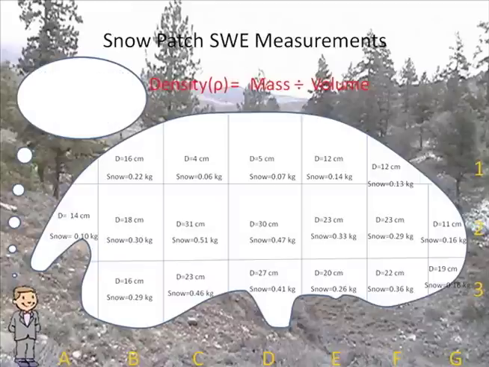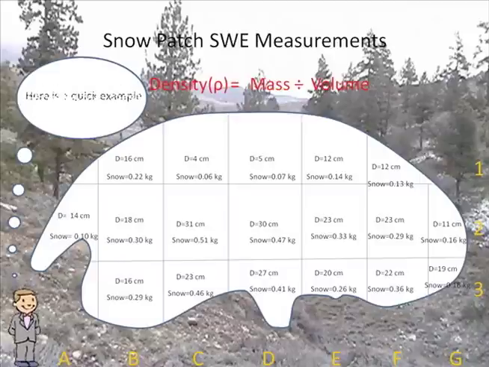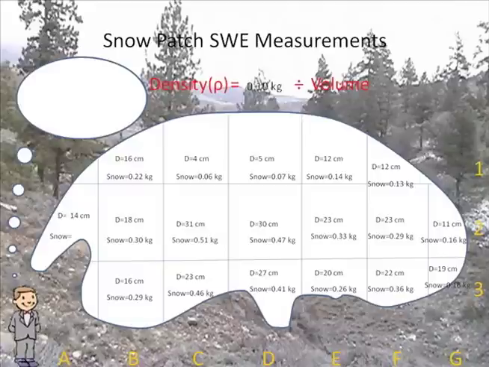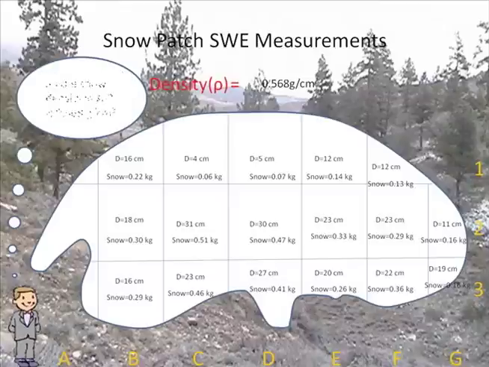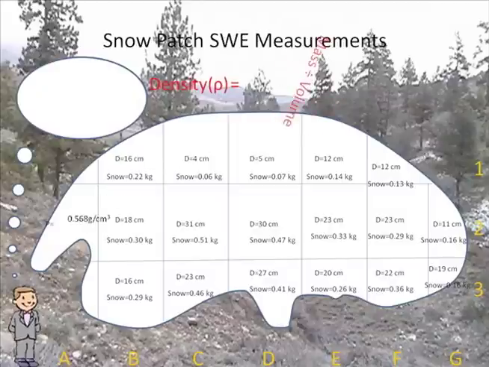The snow density can be found by dividing the mass of the snow by the volume of the snow inside the snow core. Here, we'll show you how to find the density of the snow in the first section. Typical units for snow density are grams per cubic centimeter. Now, we'll find the density for the rest of the sections.